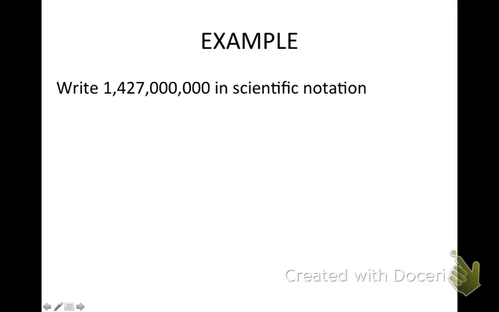Yeah, so when you do scientific notation, the important thing is you can only have 1 digit in front of the decimal, which means I'm going to put my decimal between the 1 and the 4. So it would be 1.427 times 10 to the 9th would be the scientific notation.